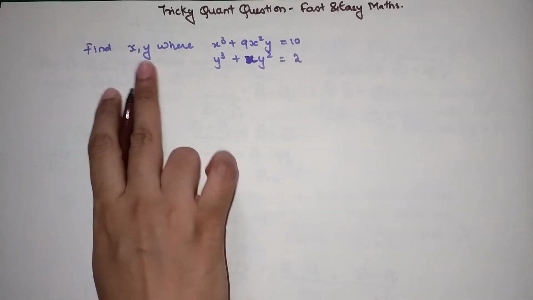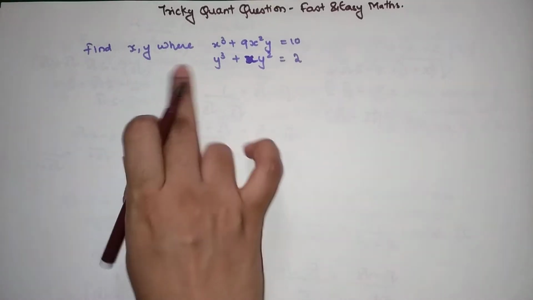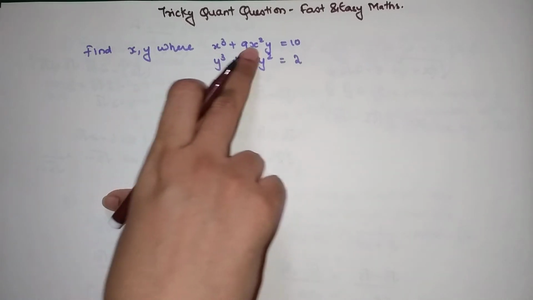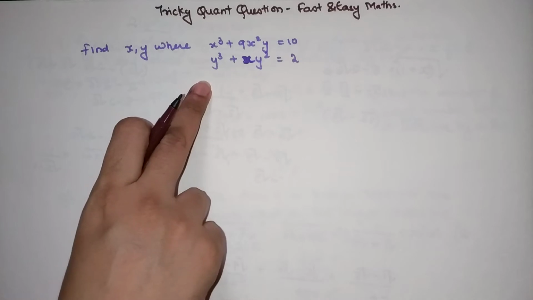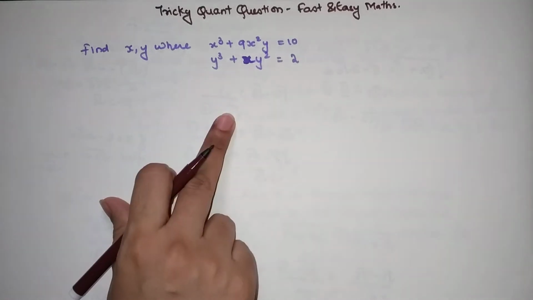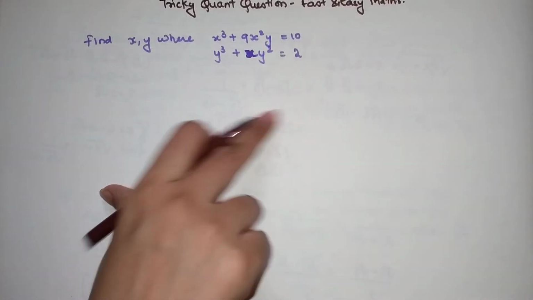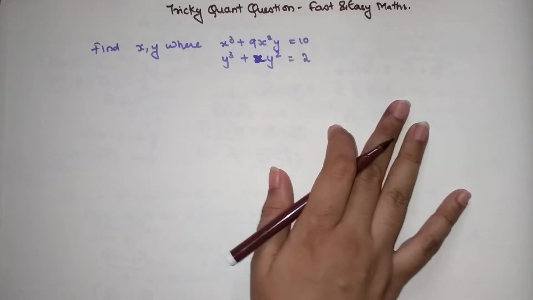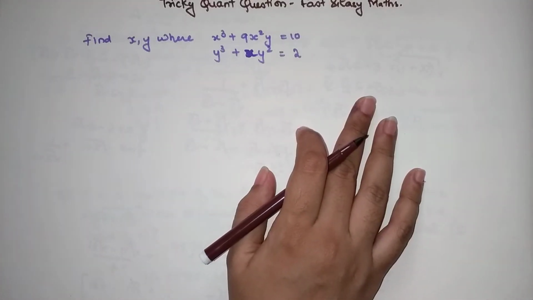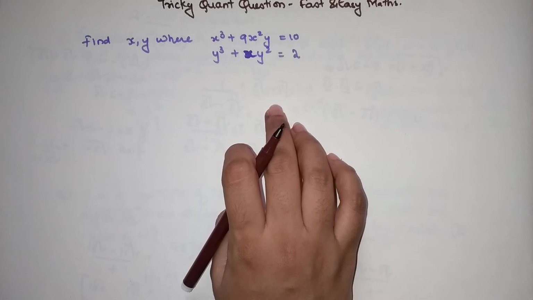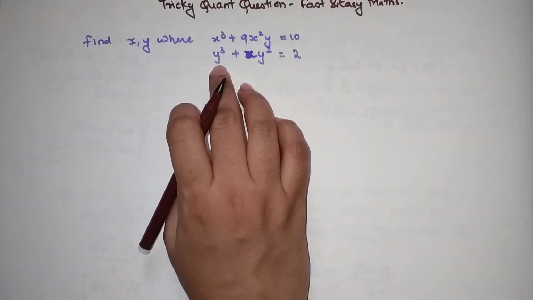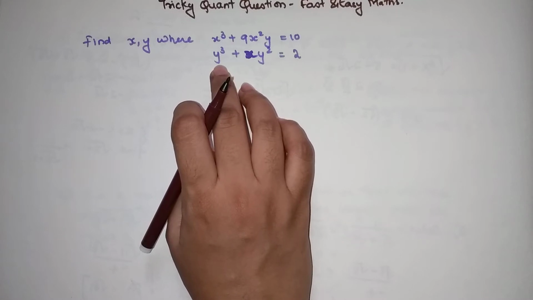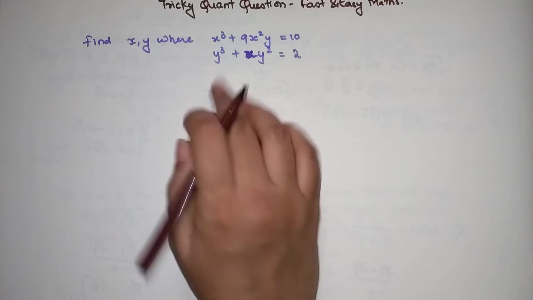So here you need to find the value of x and y, where you have x cube plus 9x square y is equal to 10 and y cube plus xy square is equal to 2. Now this question looks only a bit tricky. So first things first, let's try to add the two equations. The reason why is that we have cubes, so maybe the (x plus y) whole cube formula will work on this. So let's see.